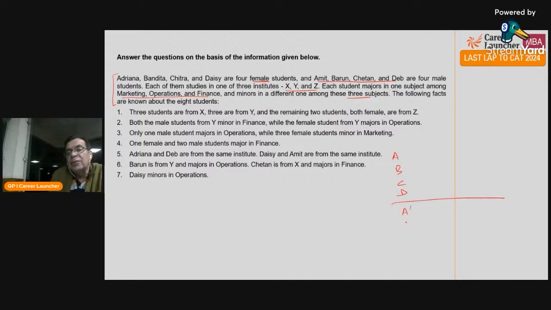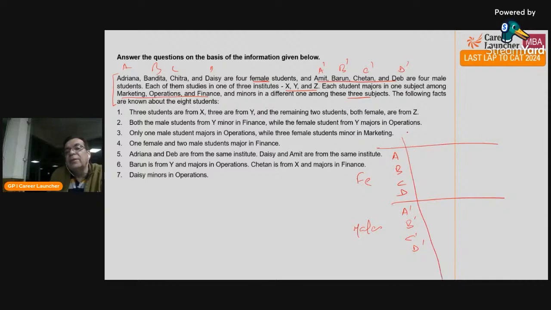Let me call them A dash, B dash, C dash, and D dash. So this is A dash, this is B dash, this is C dash, and this is D dash. Similarly, A, B, C, and D are the 4 females. So these are the females, and these are the males. Okay. And what do we need to do?